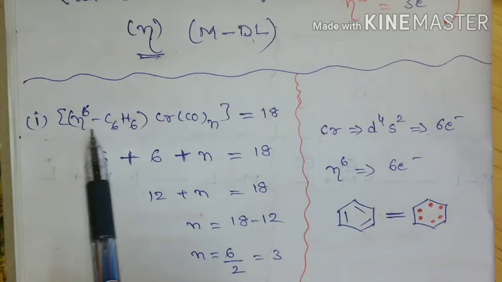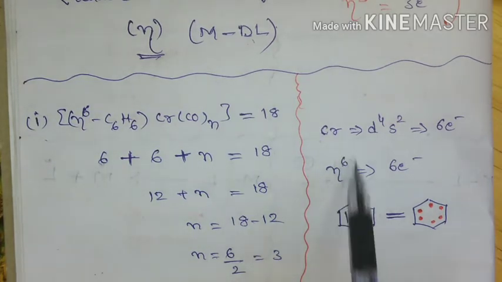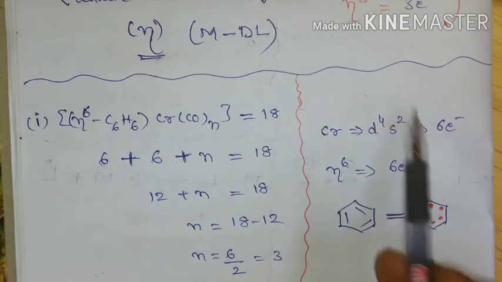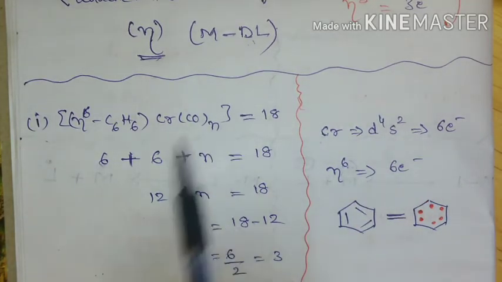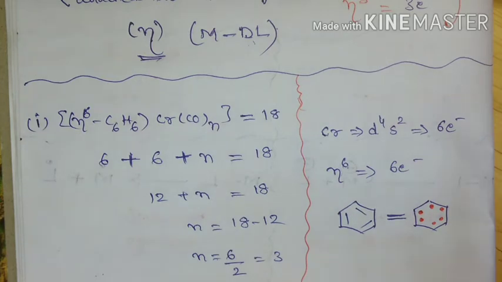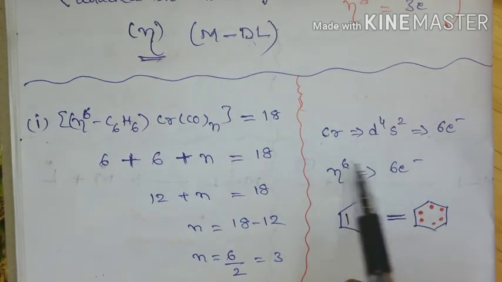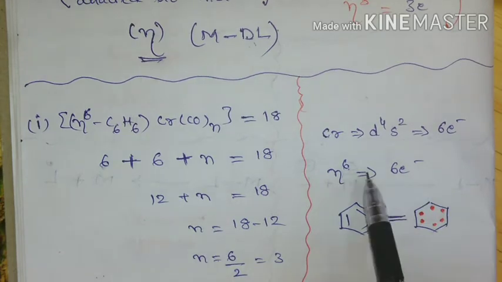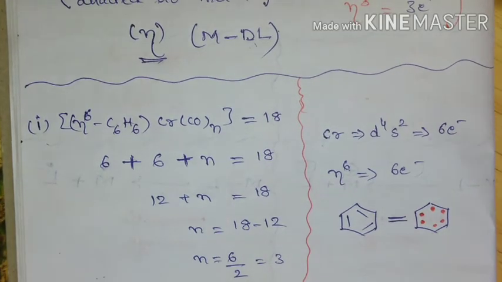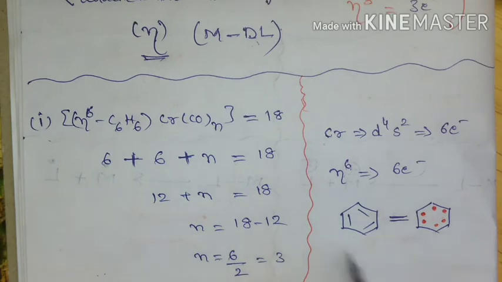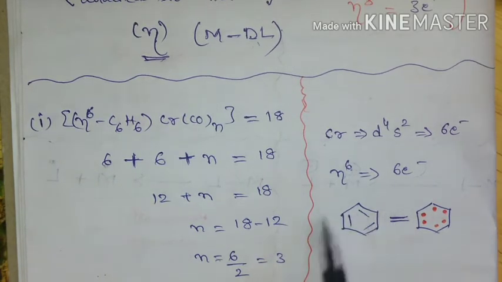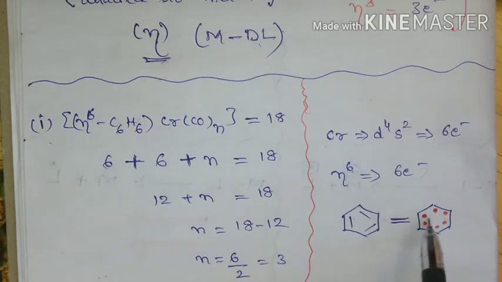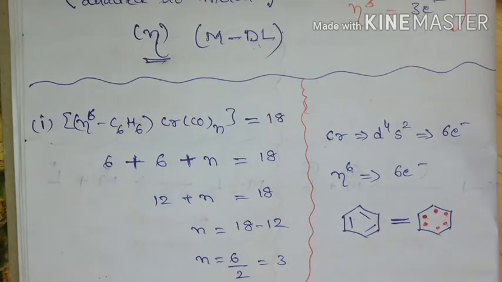And here the hapticity is given, that is eta 6. Since we are going to determine the n value by using the neutral method, eta 6 is equal to the number of electrons donated, that is, it is going to give 6 electrons. So this is the benzene ring and it is going to donate 6 electrons: 2, 4, 6 electrons.